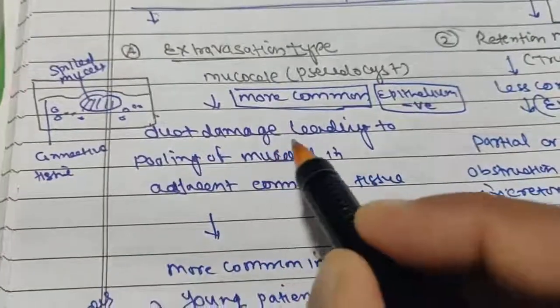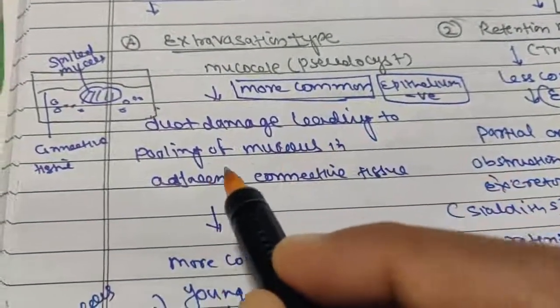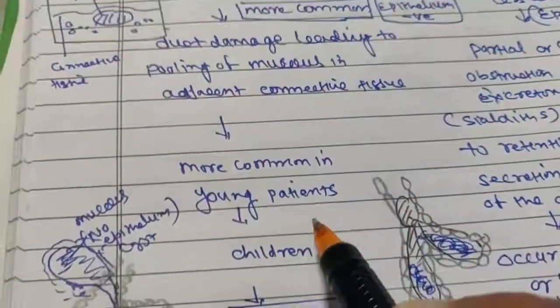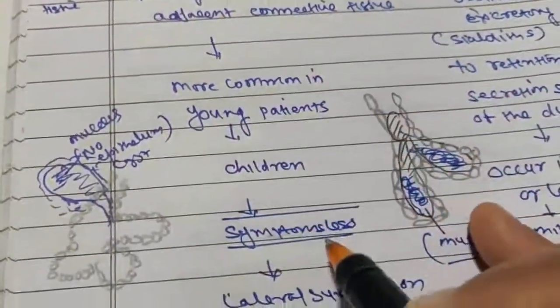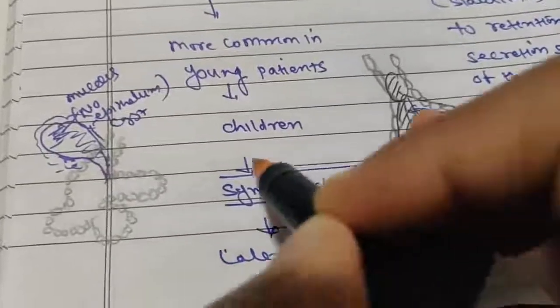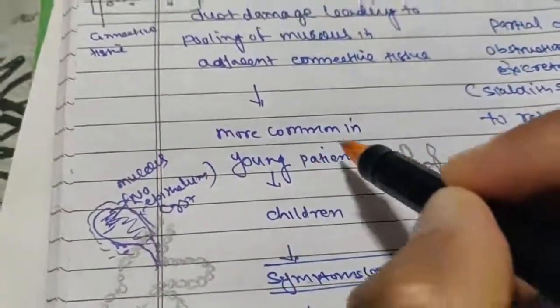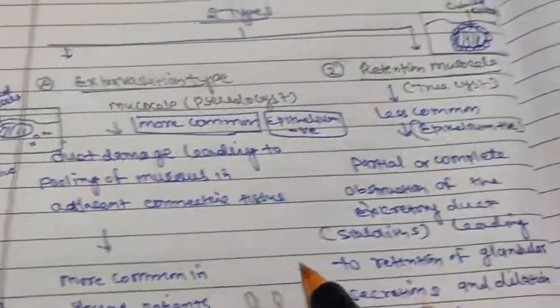Duct damage due to any trauma leads to pooling of mucus in the adjacent connective tissue, like in this picture. It is more common in children, and it is mostly symptomless. There is no pain in this extravasation type of mucocele.